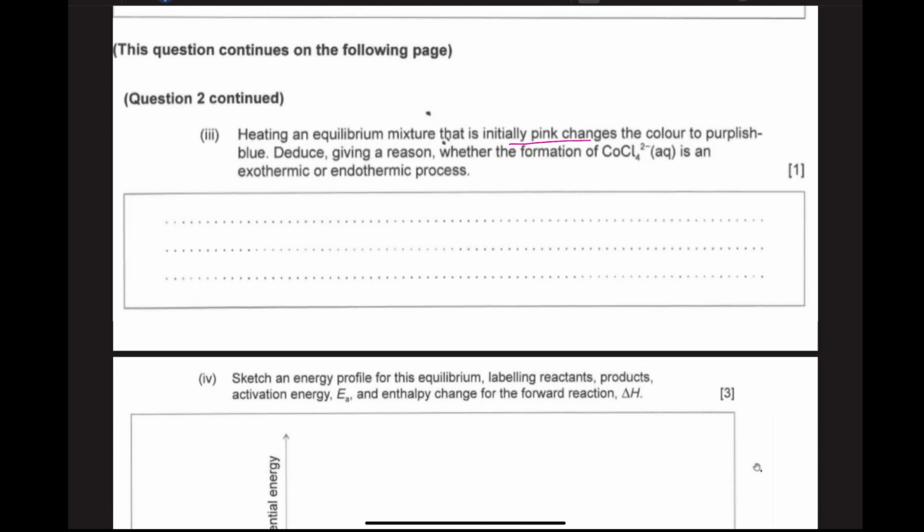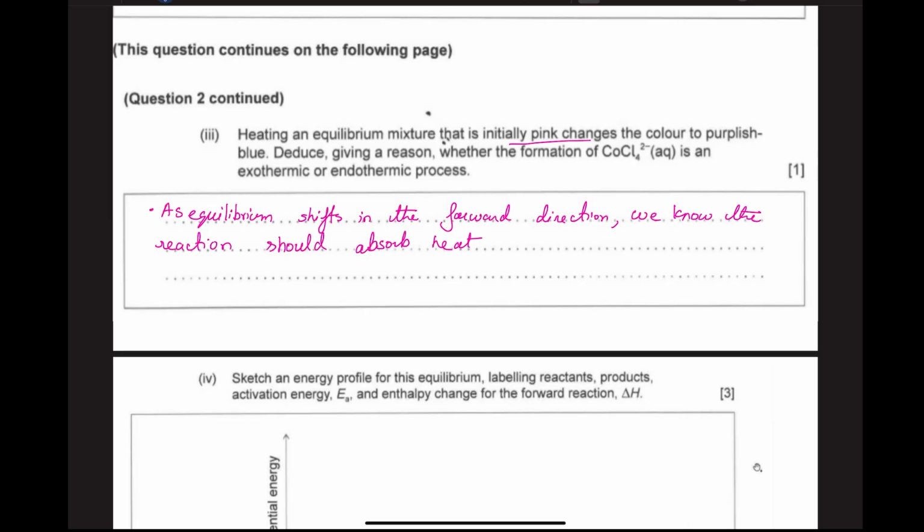So it absorbs heat when temperature is increased, which is only possible if the reaction is endothermic.